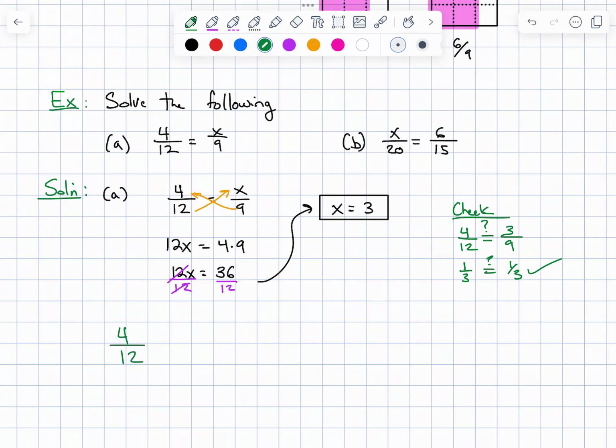4 over 12, there's a common factor of 4, because 12 is the same thing as 4 times 3. So you could really just write this as 1/3. So instead, you could write 1/3 is equal to x over 9, and then you're dealing with smaller numbers. At the end of the day, it'll give you the exact same answer, but it allows you to do it easier in your head with mental math. So totally fine to do so.